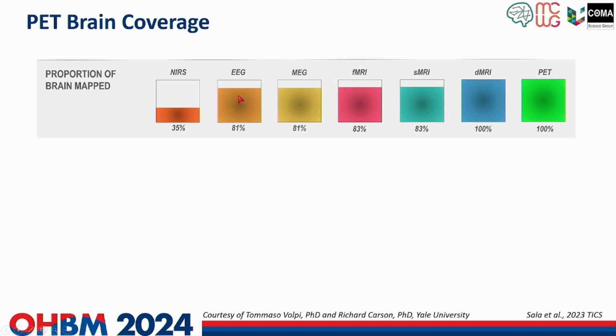And with NIRS, you are limited to around 2, 2.5 centimeters from the scalp. With PET, you can image essentially everything. And one point I would like to stress is that you image everything at exactly the same time. With fMRI, you acquire different slices, right? But you don't acquire all slices in the brain at the same time. With PET, you can do it.